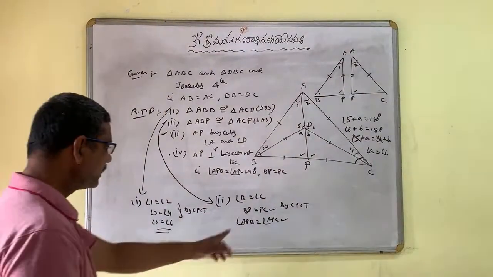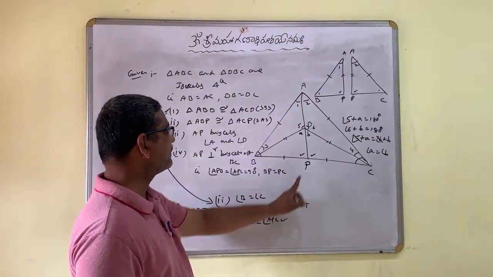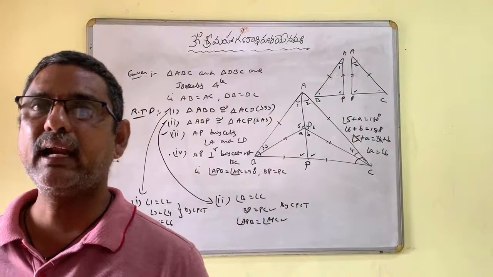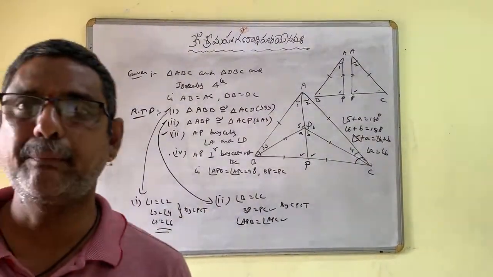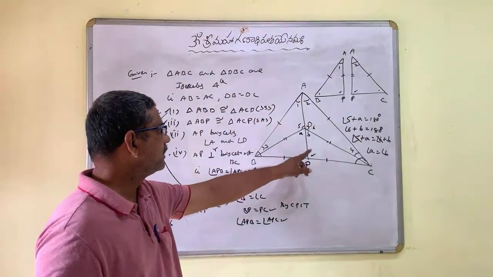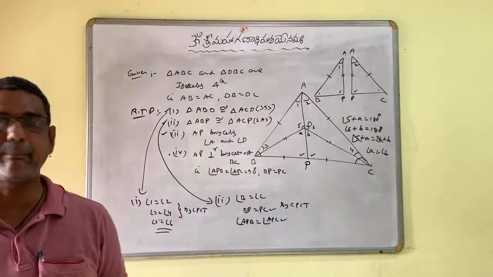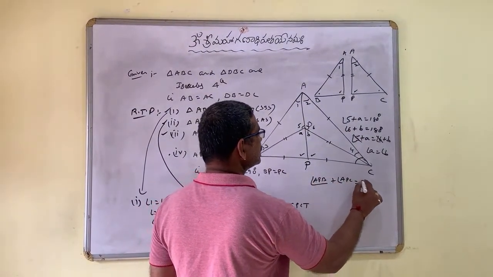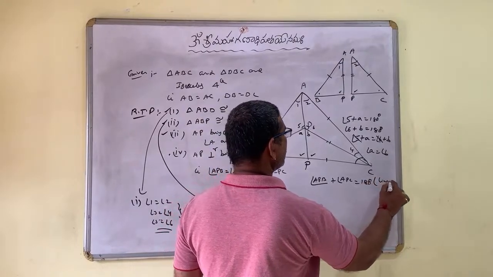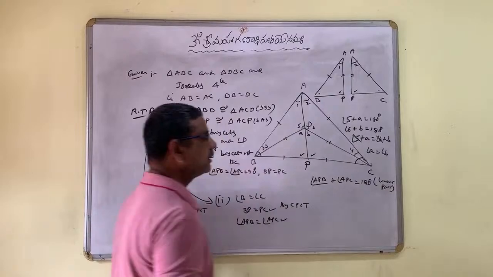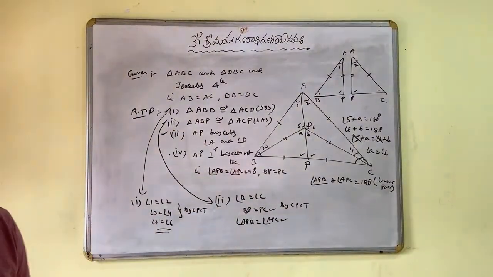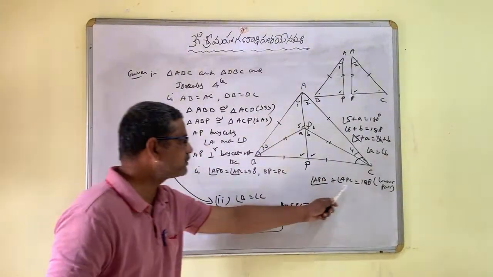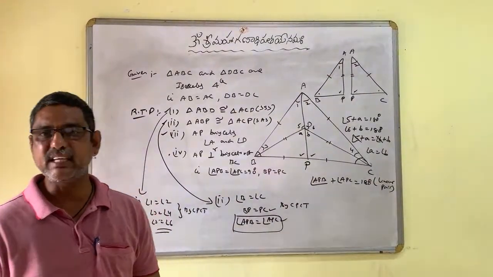Now second one, angle APB and angle APC are equal, but they are a linear pair of angles. Angle APB plus angle APC is 180, linear pair. But we know they are equal. They form a linear pair, but they are equal also. That means each is 90 degrees only.